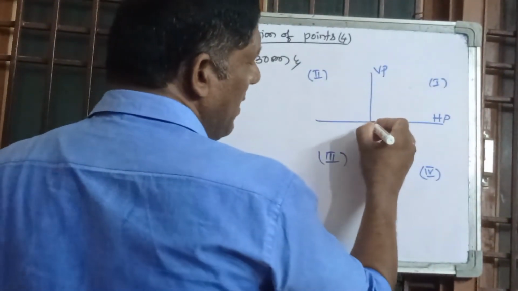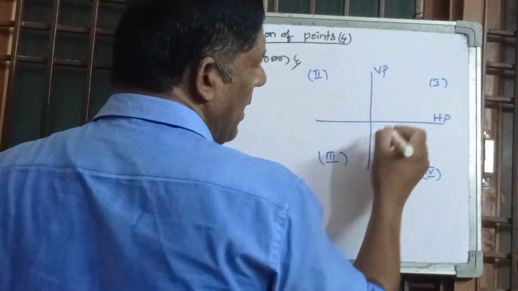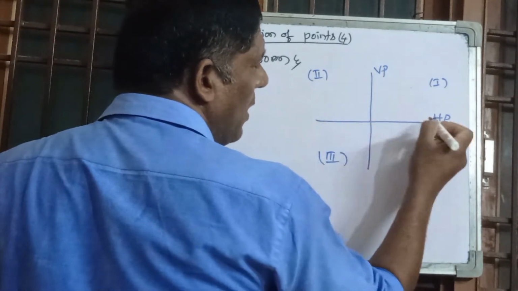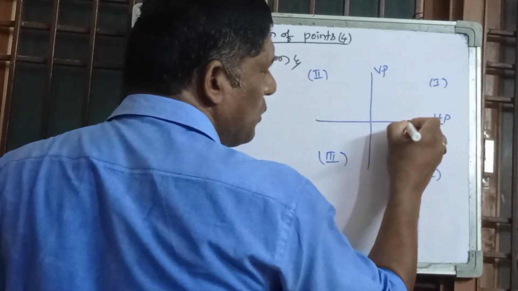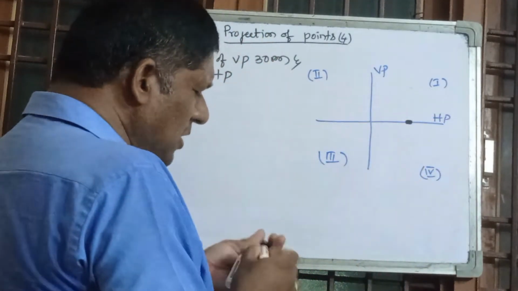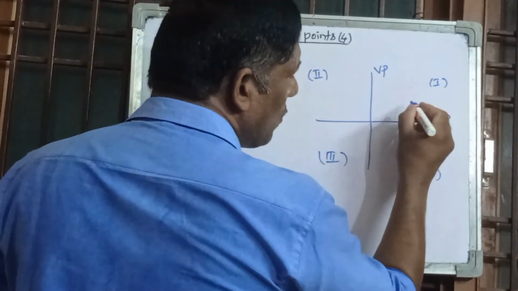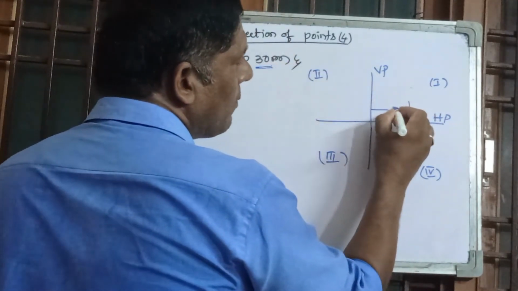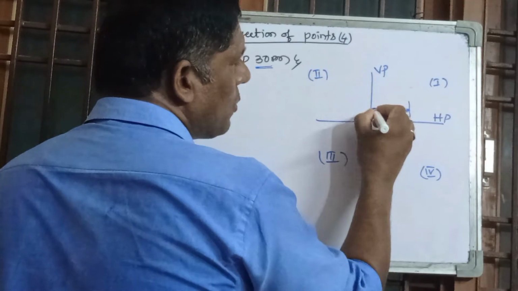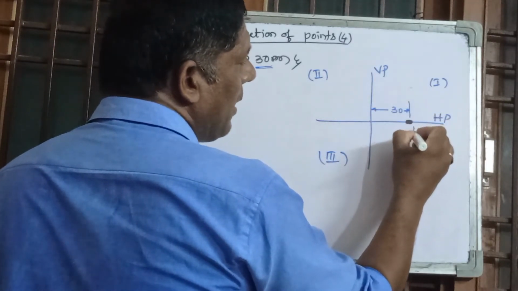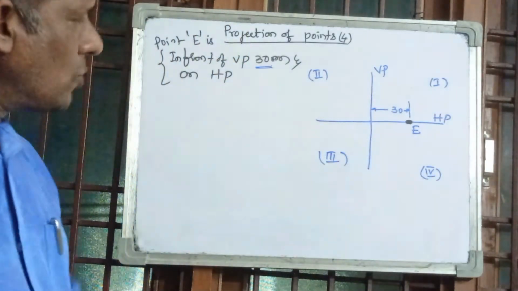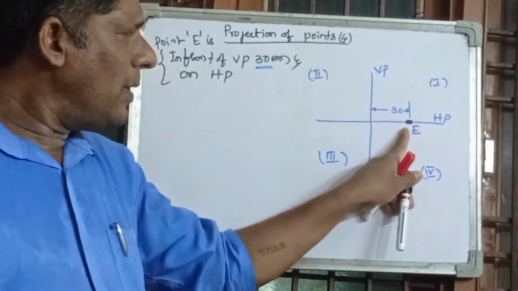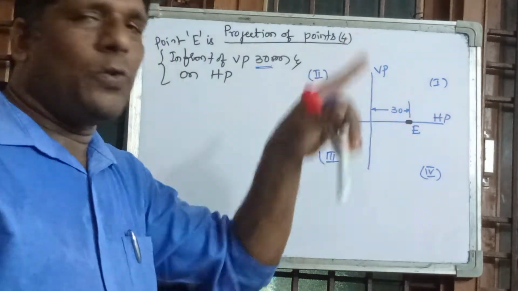In front of VP means this is in front. But it is on HP. This is the horizontal plane. So in front of VP and on HP means it is on HP, and this distance shows in front of VP. How much is it? 30 mm. So this is the question, and the point name is E. This is the pre-planning actually.